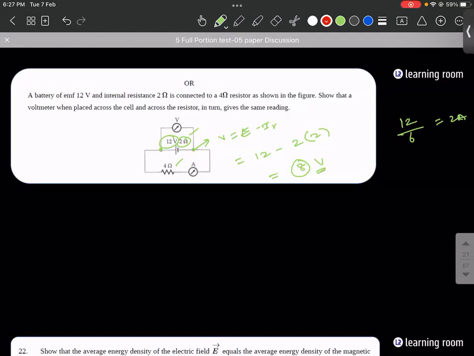So when you connect the voltmeter here, you get 8 volt. When you connect the voltmeter here, what will you get? 4 ohm multiplied with 2 ampere flowing through it. You will get the same 8 volt. Are you able to understand? If this question comes as an independent question without a choice, will you be able to do it? I need a confirmation from your side.